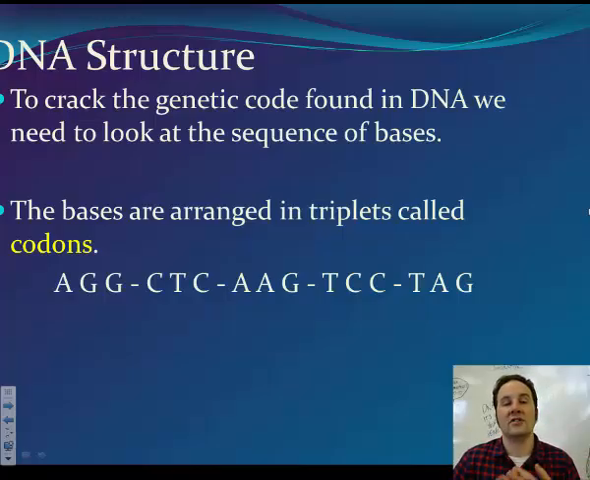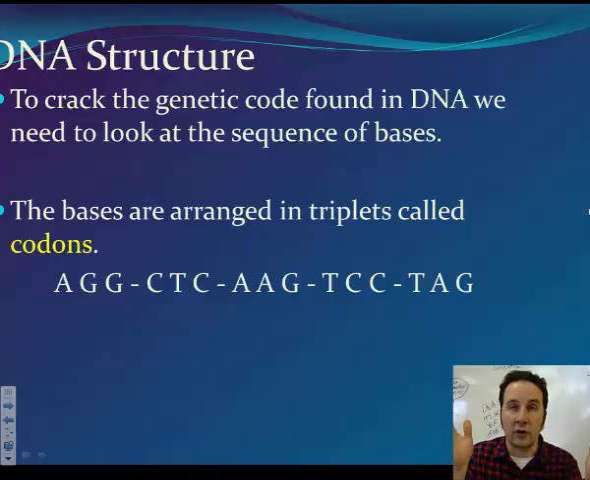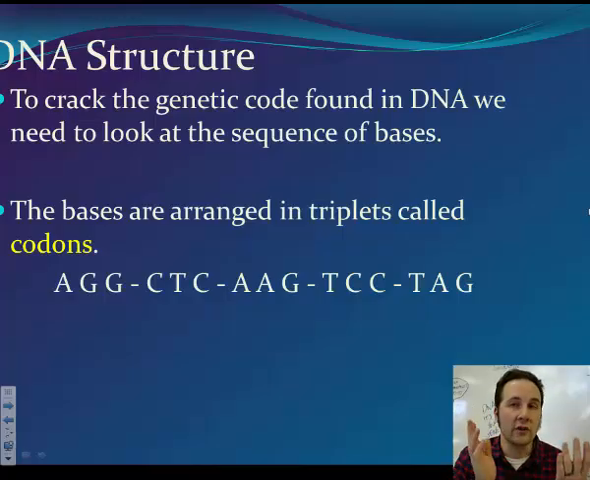So the bases are arranged into triplets, which we call codons. Just like if I gave you a book and all the letters were jumbled together without being separated into words, it'd be very hard to read. So the way we read DNA is in words. We call these words codons, and they are sets of three nucleotides. So in this case, it would be AGG, CTC, AAG. We read it like that in those sets of three.